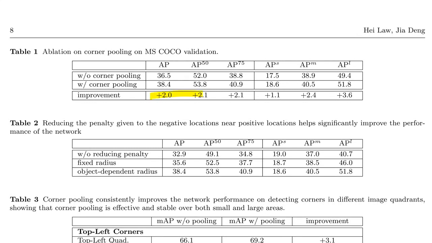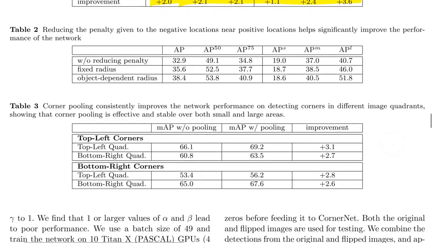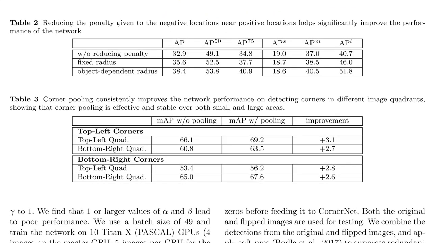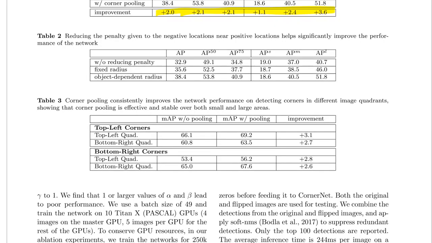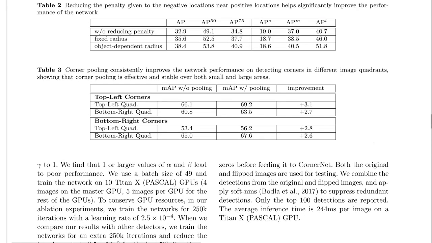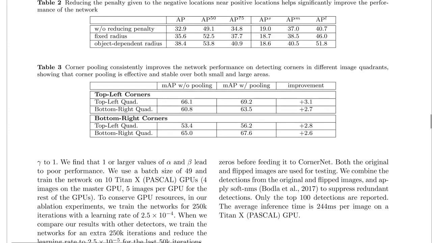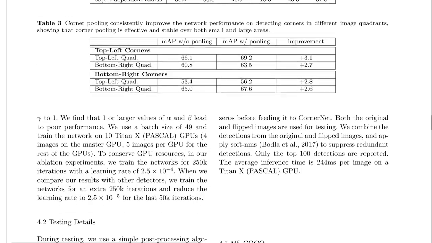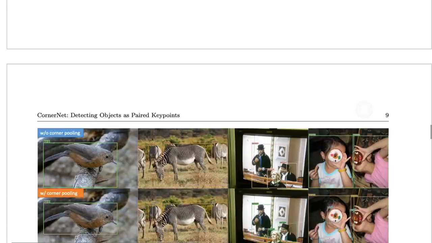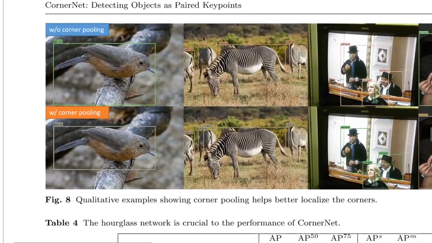And they show that they get significant improvements due to this corner pooling, which is pretty cool to see because it makes sense. It sort of makes sense how you would like to think about it like this, and to see that it helps is pretty neat. They also investigate how large they have to make these Gaussians and so on. And here are some qualitative examples.